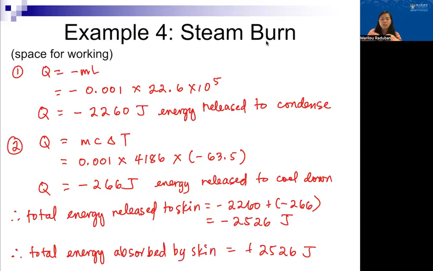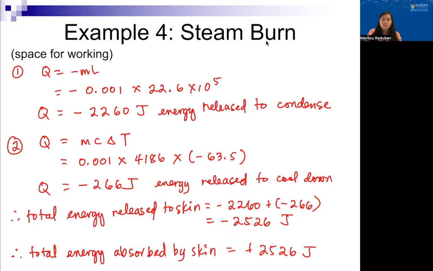We've seen earlier that the heat lost by one material is equal to the heat gained by the other material. So the heat released by the steam will be equal to the heat absorbed by the skin, but the signs are opposite. The negative sign means heat was released, while the positive sign means heat was absorbed or gained, or heat was added to that material.